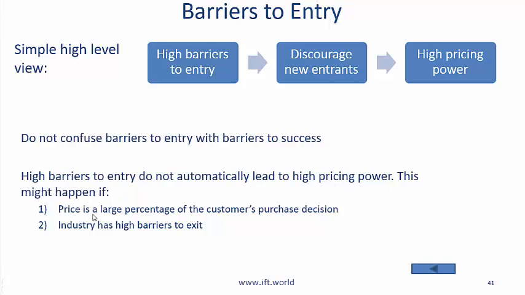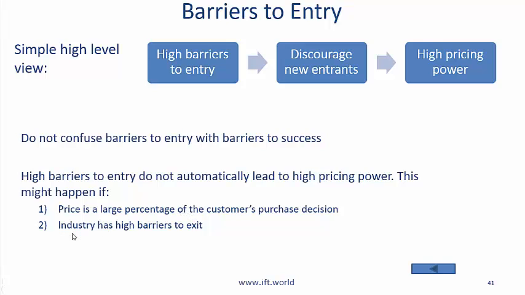This might happen if price is a large percentage of the customer's purchase decision. So even though barriers to entry are high, let's take the airline manufacturing business. So you have two major players. You have Boeing and you have Airbus, right? Obviously barriers to entry are high because it's not easy for another company to just start making airlines. But these two companies do not have too much ability to raise prices, because for airlines, which are very price sensitive, for them a major part of their expense is the airlines that they buy.